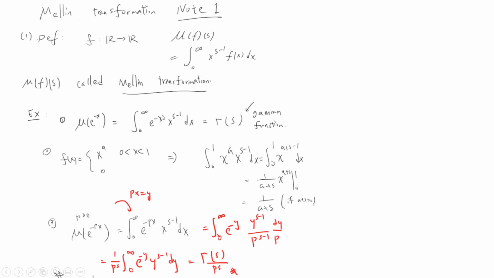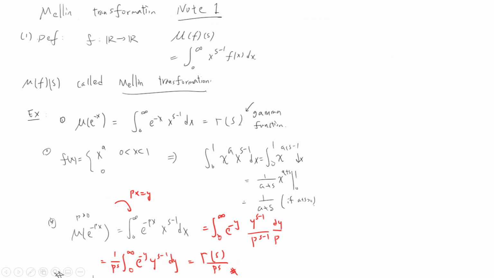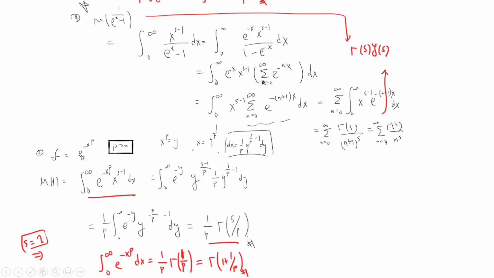Okay, so these three are the common Mellin transformations, and then we will talk about the next two. The next two are the interesting ones, especially number 4. Maybe we see number 5 first, because number 5 is common and similar to these three. So how about f equals exponential negative x to the p? Let's say p must be greater than 0.